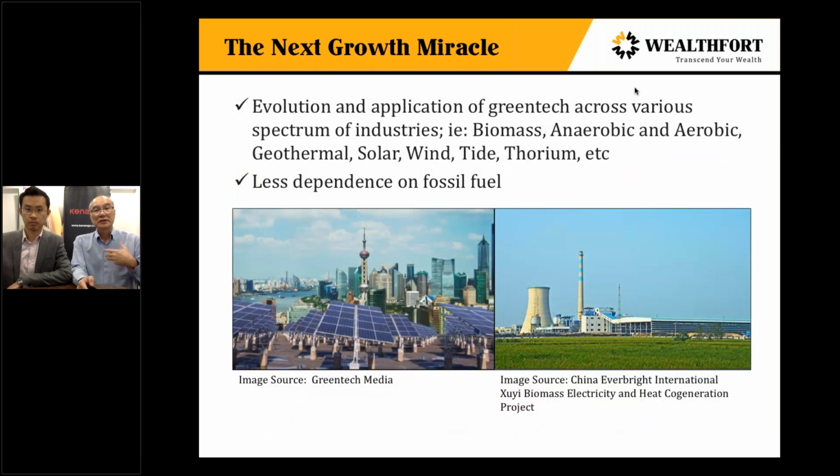Yeah, so this is what I'm talking about, green tech. The evolution and application of green tech across various spectrums of industry. For example, biomass, anaerobic and aerobic, geothermal, solar, wind, tide, and thorium.